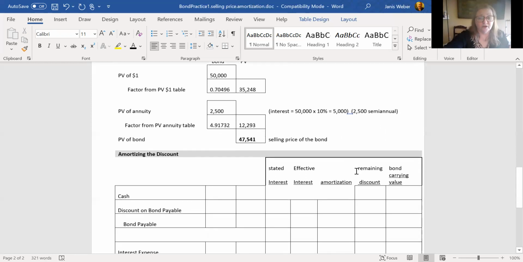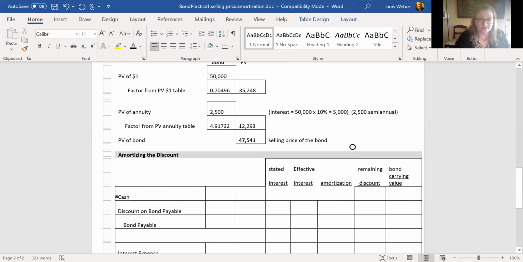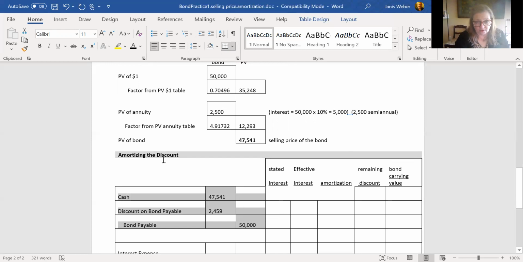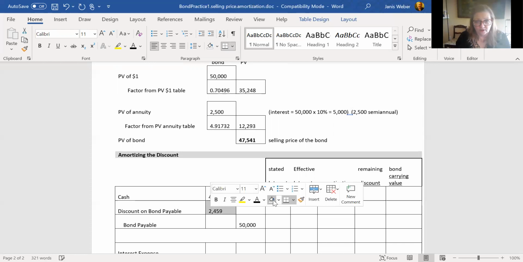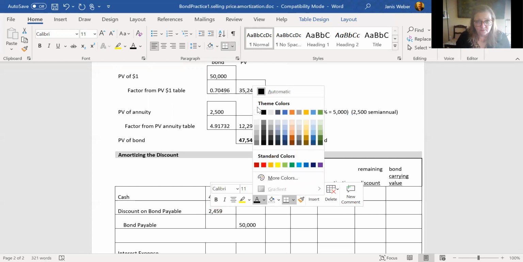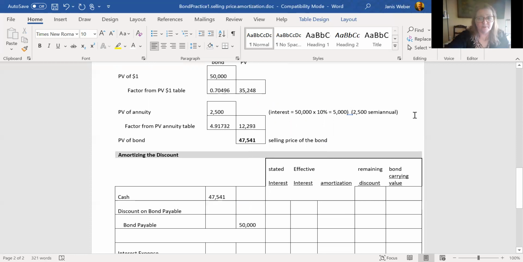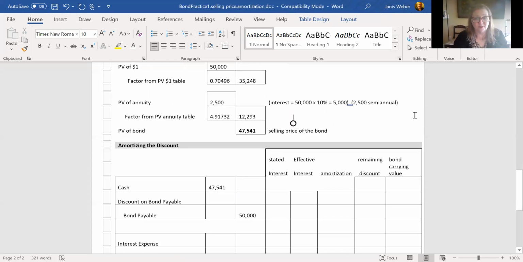And so first we're going to record the bond with an entry like this. It's going to say debit cash for 47,541, debit the discount on bond, and credit the bond for $50,000. And then once you have these two, we're going to pretend we don't know how much the debit to discount on bond is. Of course we do. It's just the amount of cash we got less than the face amount of the bond.